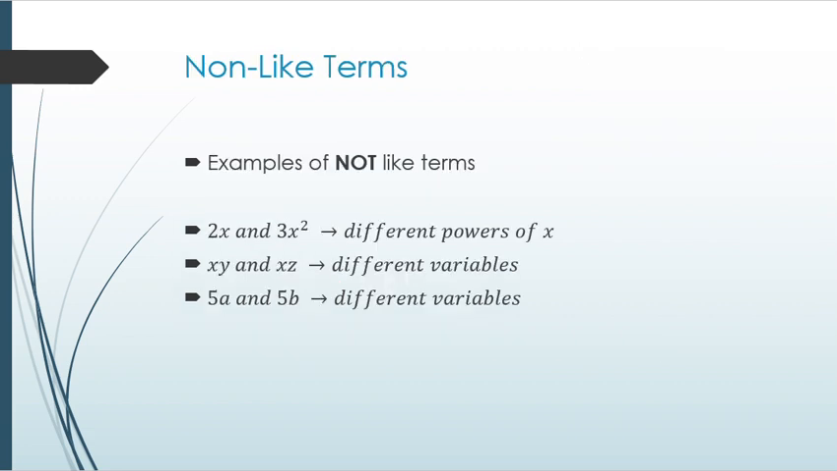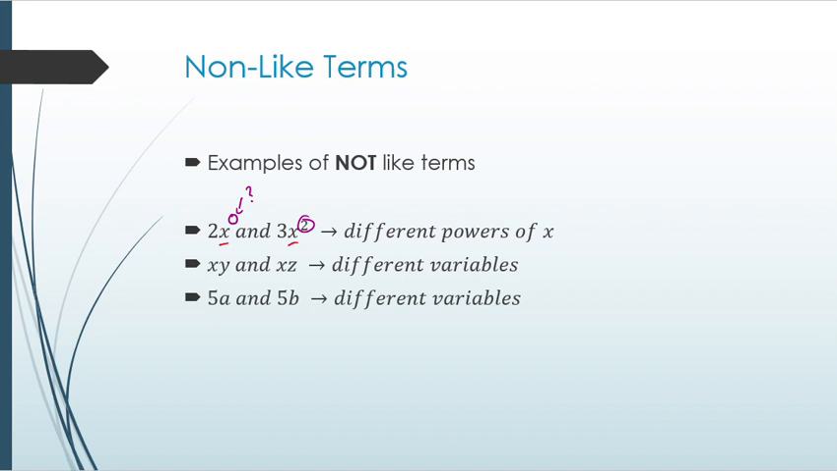Now, here are some examples of non-like terms, okay? These are some that may look similar, but they're not really like terms, okay? So I have 2x and 3x squared. So yes, they have x. That's correct. But the thing is, this one has a squared, whereas this one doesn't have a squared right there. 2x doesn't have a squared. So 3x squared has a squared, but 2x doesn't. It's missing. It doesn't have it.